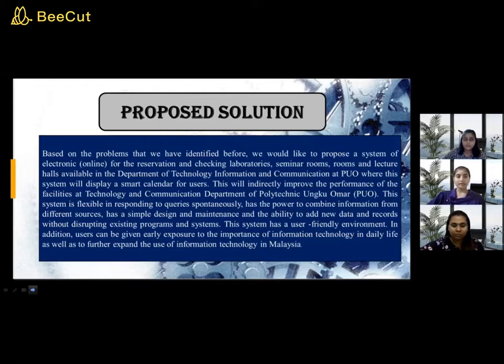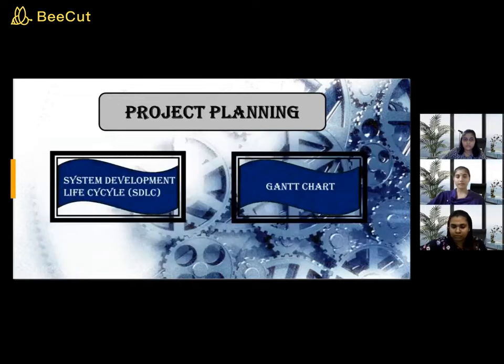This system is flexible in responding to queries spontaneously, has the power to combine information from different sources, has a simple design and maintenance, and the ability to add new data and records without disrupting existing programs and systems. This system has a user-friendly environment. In addition, users can be given early exposure to the importance of information technology in daily life as well as to further expand the use of information technology in Malaysia.